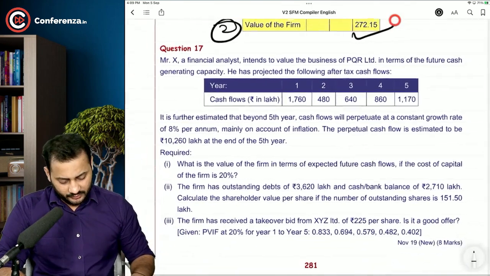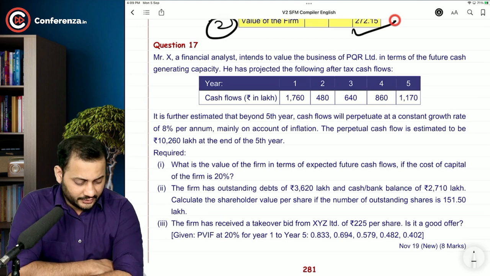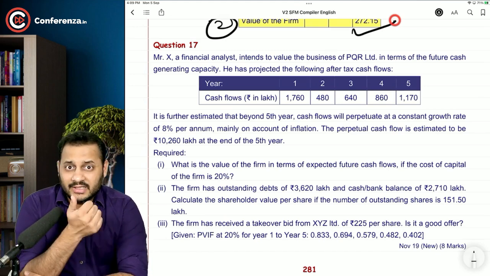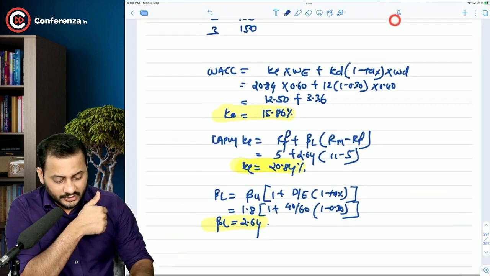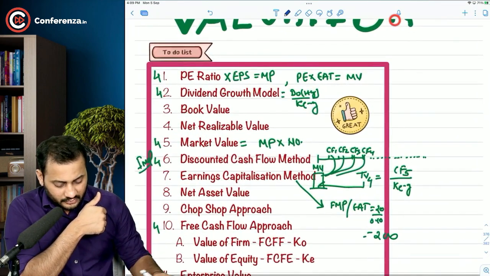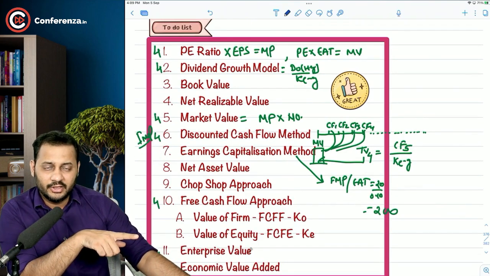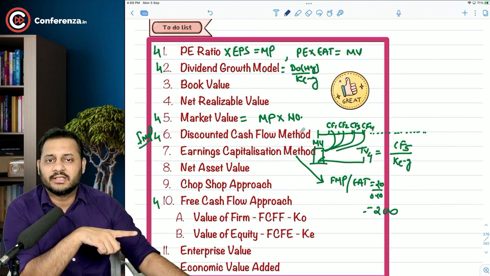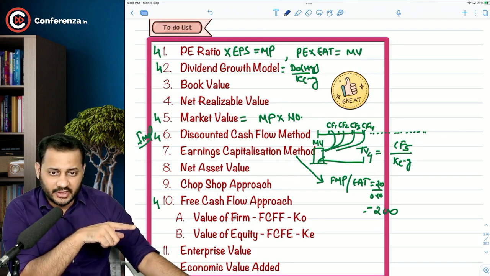Easy. Now coming over to question number 17. This is again going to be an interesting one. What we are doing is we have used the enterprise value also. We have used the discounted cash flow also. Now if I go to this concept part, you can see we have used the concept of enterprise value also. We have used the concept of the discounted cash flow method as well. Free cash flow to firm. This is the free cash flow to firm.